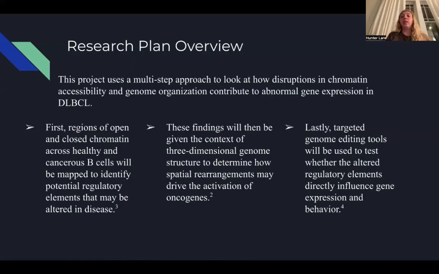To do this, we're going to take a multi-step, multi-omic approach. First, we're going to map open and closed chromatin regions with ATAC sequencing. Then we're going to integrate that data with 3D genome mapping from Hi-C and gene expression data from RNA sequencing. Finally, we're going to use CRISPR tools to directly test whether those altered regulatory elements are controlling oncogene expression and cancer cell behavior.